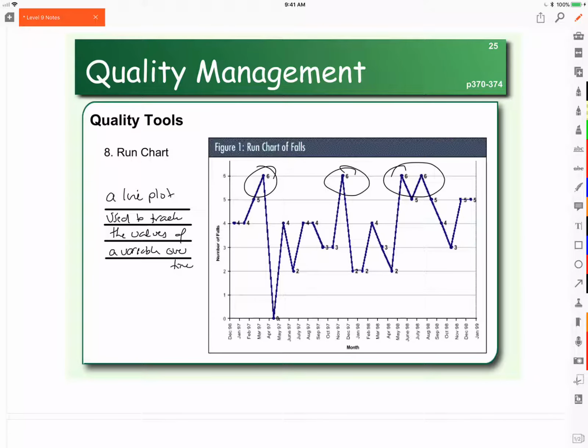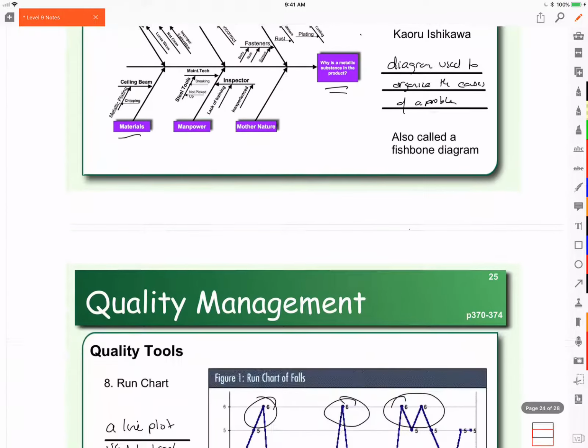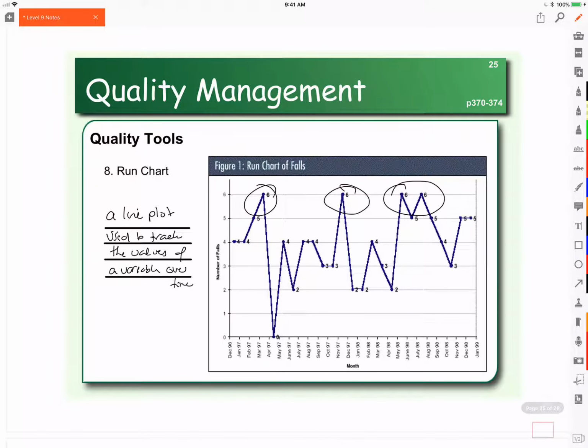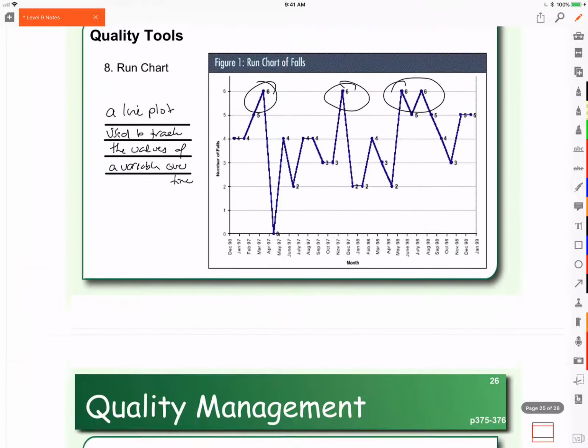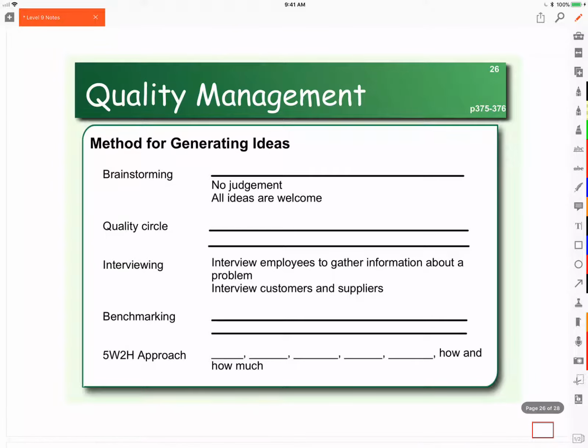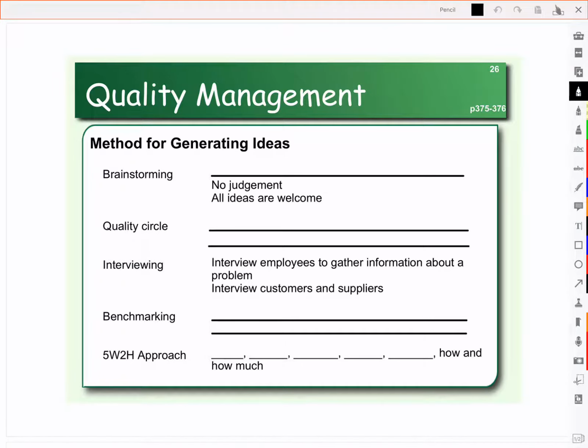So once we've used our quality tools to flag any quality issues, we then need to come up with a plan. We need to come up with a possible solution or way to improve quality and implement it. So once we have those tools, we need a method for generating ideas, solutions to those questions that arose. And so what we're going to do is look at some methods for generating ideas.